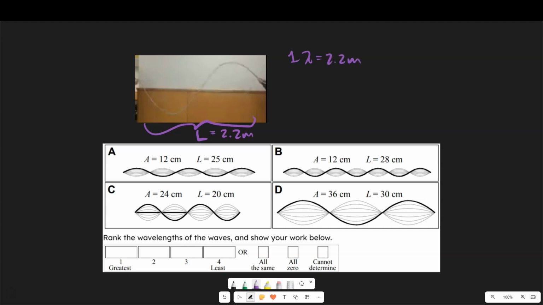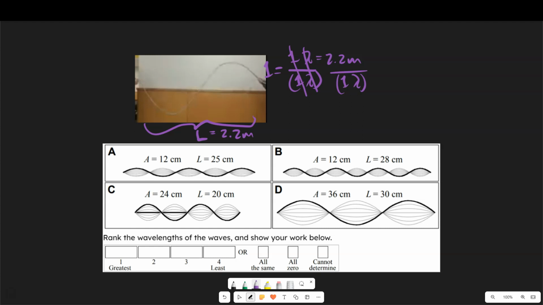Now we can convert that into a fraction that's equal to 1. Let me remind you of how you would do this. If you divided both sides of the equation by 1 over lambda, because you wanted 1 over lambda on the bottom, that would cancel out this fraction on the left, which would be equivalent to 1. So now we can say we have a fraction equivalent to 1 of 2.2 meters over 1 lambda.